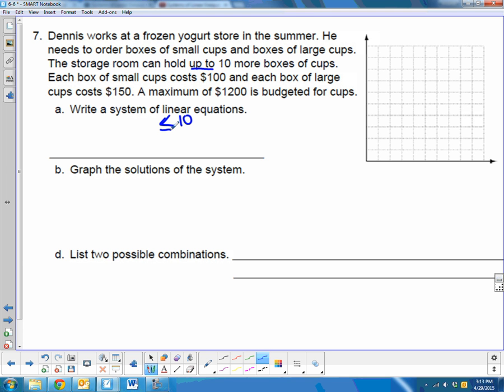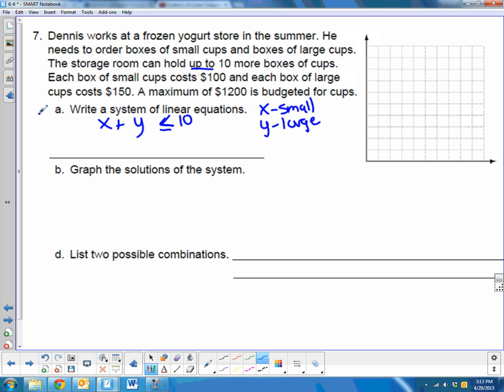And the only types of boxes we can buy would be the small cups or the large cups. And so I'm going to use x, I think I had x as being the small and y as being the large boxes of cups. So the x, the small boxes, and the large boxes together have to be less than or equal to 10.